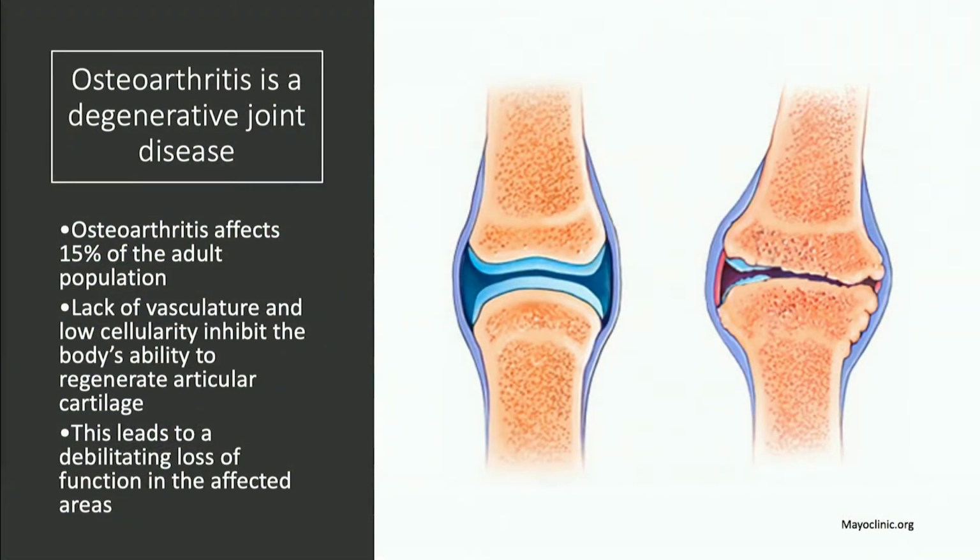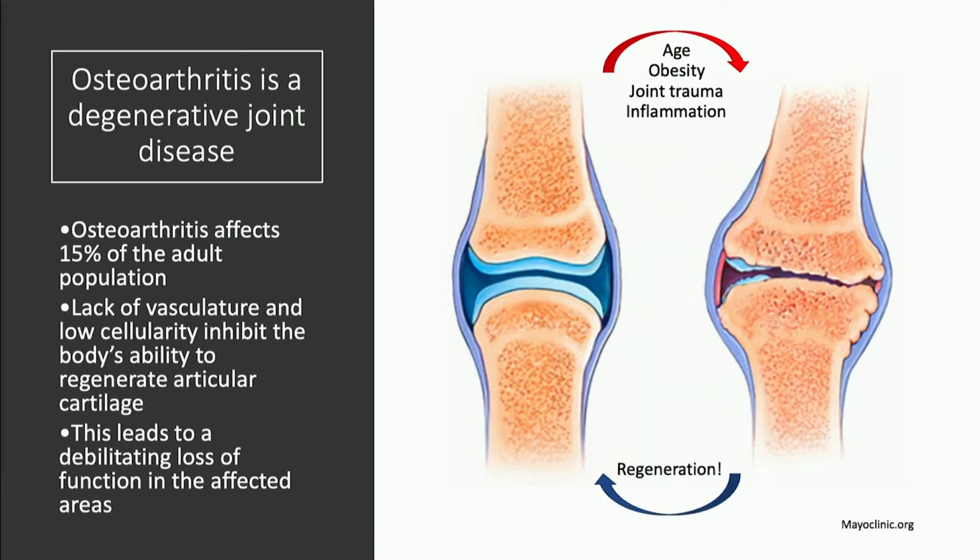So osteoarthritis is a degenerative joint disease affecting 15% of the adult population. And because of various factors, your body is unable to regenerate articular cartilage. And this can lead to a debilitating loss of function in the affected areas. Multiple factors lead to the progression of this disease, including age, obesity, joint trauma, and inflammation. And so the goal of our project is to regenerate this articular cartilage. And this is not a trivial thing to do because your body does not, as an adult, spontaneously regenerate articular cartilage. So multiple therapies exist that attempt to treat this disorder.